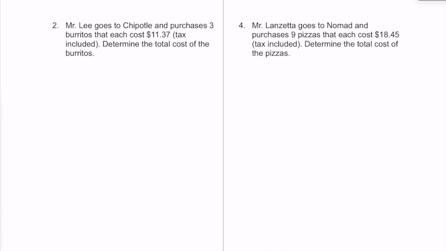In number 2, Mr. Lee goes to Chipotle and purchases 3 burritos that each cost $11.37, taxes included. Let's go ahead and determine the total cost of these burritos. Alright, so it looks like we're buying 3 of these burritos, and each of them is going to be costing this $11.37. So to find the cost, it's very similar to the last example. Let's take this $11.37, and we're getting 3 of these, and they're all the same, so let's just multiply this by 3. That'll be the quickest way to get our answer.